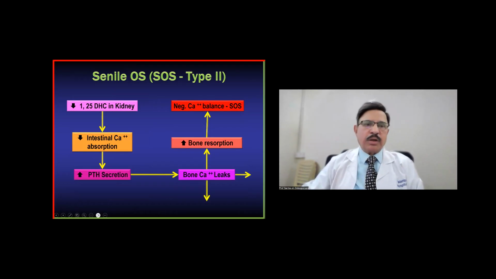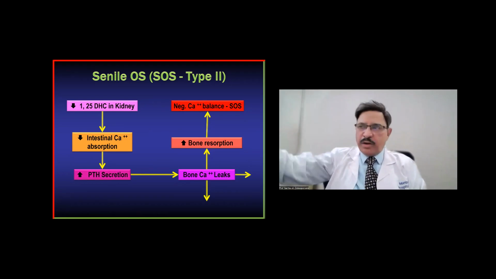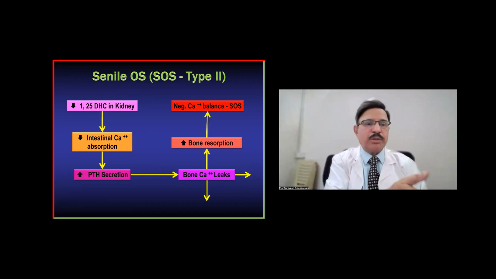Senile osteoporosis, also called SOS or type 2 osteoporosis. The mechanism is slightly different. Here, the formation of 1,25-dihydroxycholecalciferol in the kidney is at fault, so it is not formed. That leads to decreased intestinal calcium absorption. Because of the hypocalcemia, the parathyroid is stimulated and excess parathyroid hormone occurs. The parathyroid goes to the bone and brings calcium because there is no calcium in the serum.